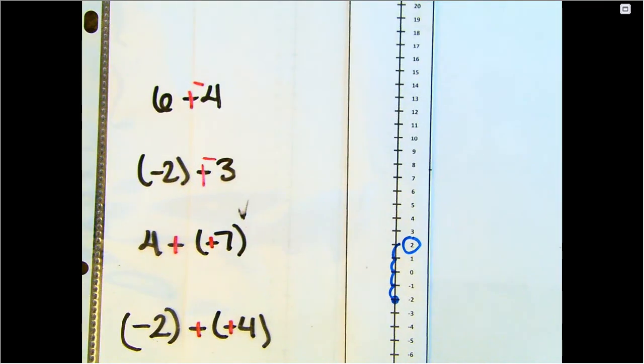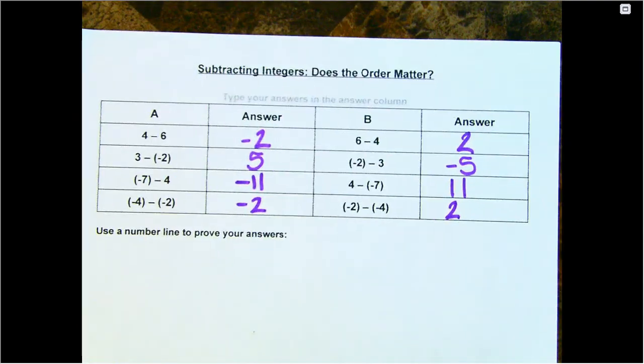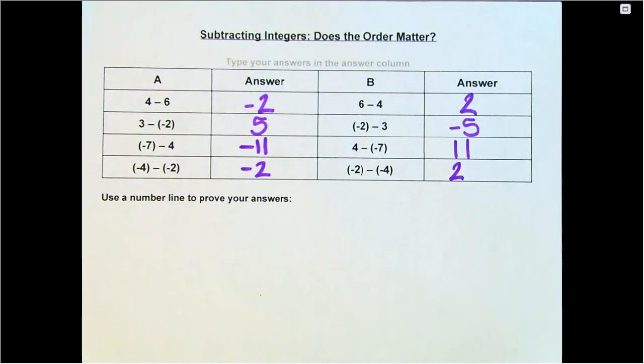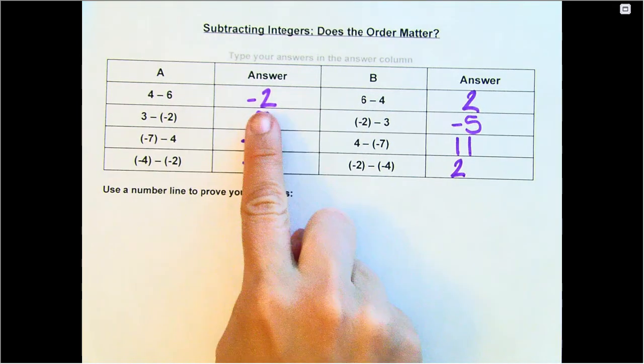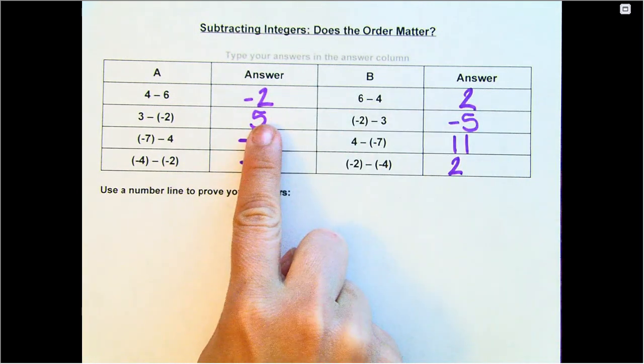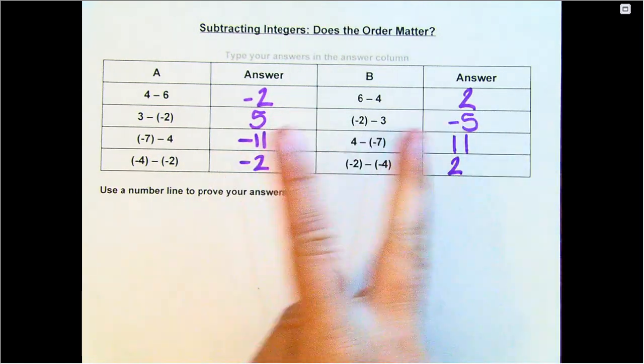After I've used my number lines to get my answers, subtracting and adding the opposite of my integers, I'm going to look back at my table. As you notice, the order did flip-flop. It changed around. I reversed it. And we did happen to get different answers. One was positive, the other was negative, or vice versa.